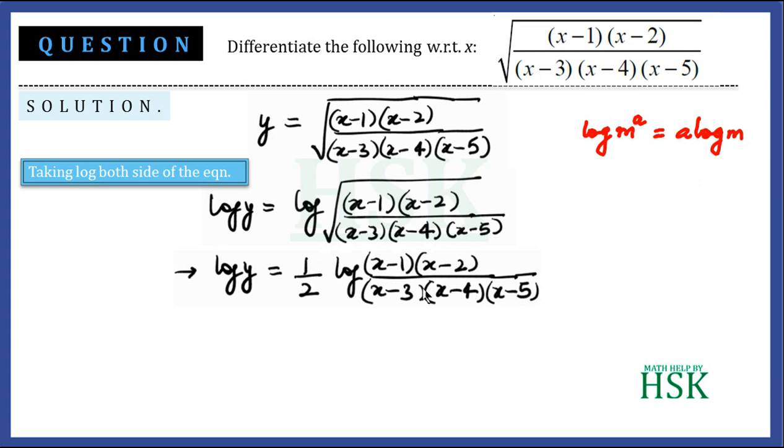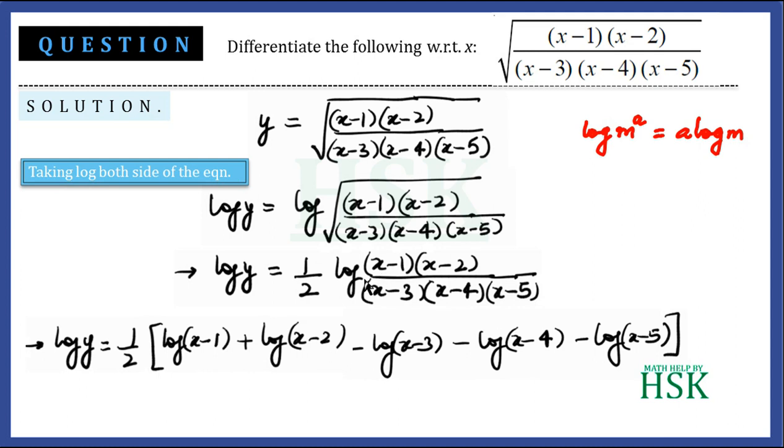And this value can be simplified very easily and written like this. You have to just make a point that if we have a fraction and the fraction has some factors in the numerator and in the denominator also, then the factors in the numerator are written as log of x - 1, log of x - 2, and in the denominator are written with negative sign. So that is why I get log of x - 1 plus log of x - 2 minus log of x - 3 minus log of x - 4 minus log of x - 5 as the value of this log, and this 1 by 2 as it is and log y as it is.